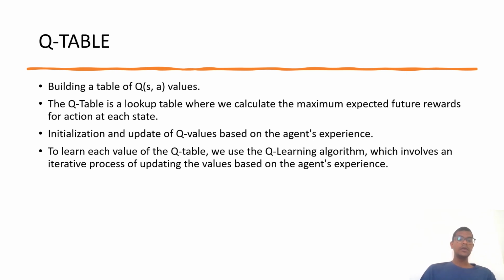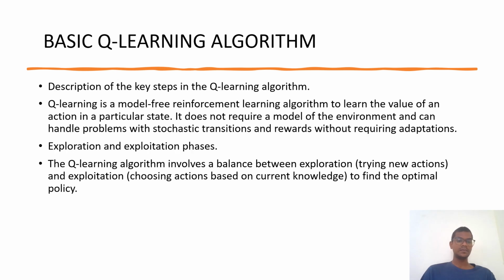Q table. Building a table of Q of S, comma A values. The Q table is a lookup table where we calculate the maximum expected future rewards for action at each state. Initialization and update of Q values based on the agent's experience. To learn each value of the Q table, we use the Q learning algorithm, which involves an iterative process of updating the values based on the agent's experience.